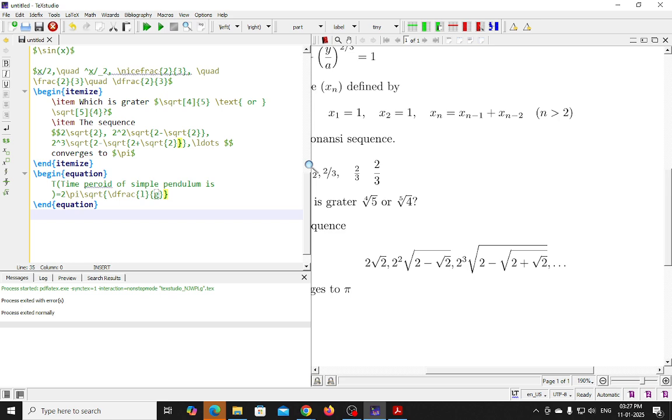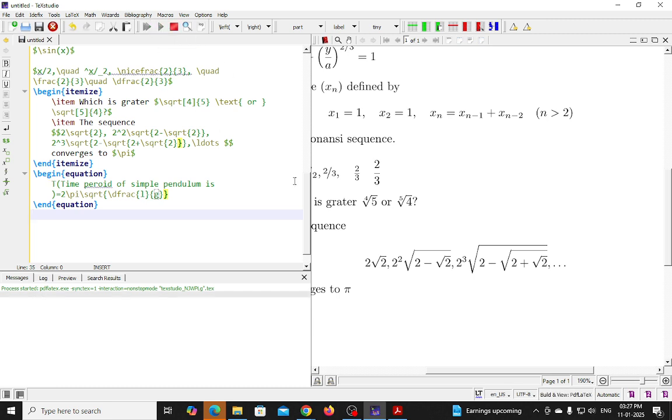So what I want to say, when you use begin equation and end equation, that will be considered as a mathematical part. Don't use dollar again here, because begin and end commands are there, and particularly you are using equation, that is for the mathematical part. So that's why I am not using any dollar for this.